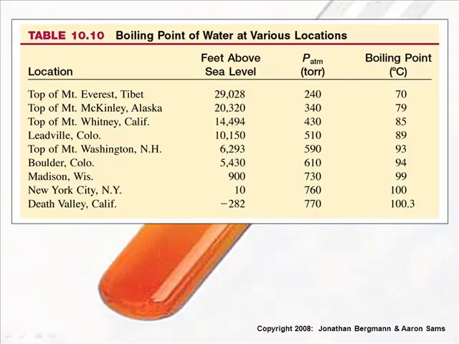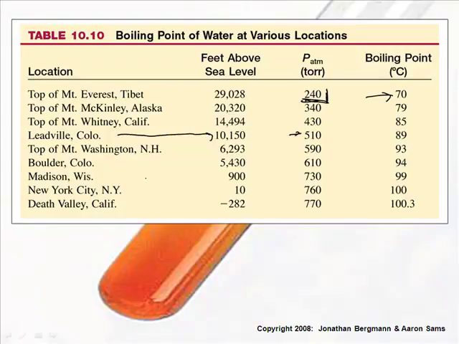An interesting little diagram here. What is the boiling point at the top of Mount Everest? We were wondering what it was. I was speculating 400, but I was way wrong. I thought it might be 240. So the boiling point is 70. And Leadville, Colorado, not terribly far from where we live, is 510.